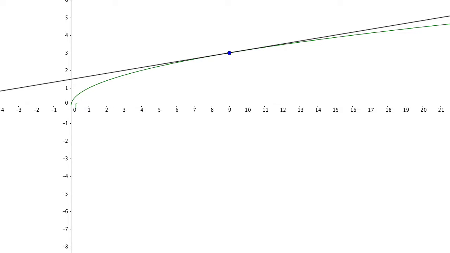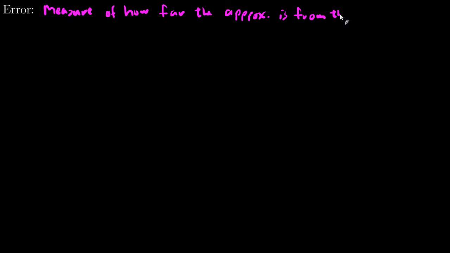All right, so now error. And the first thing to say is error is not a bad thing. Error is just some measure of how far the approximate value is from the actual value.